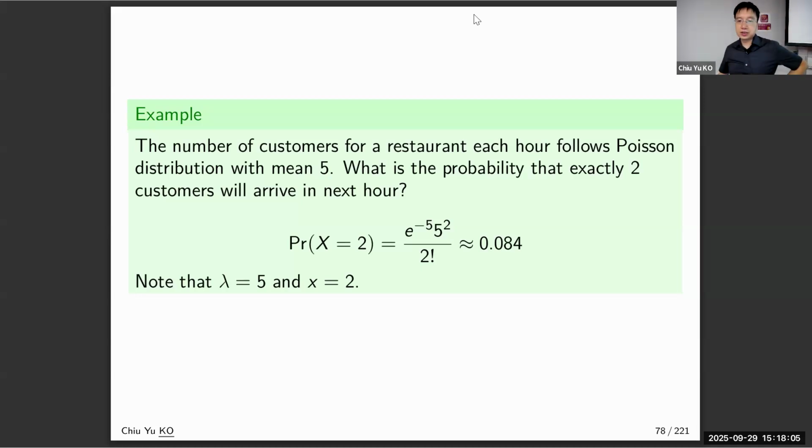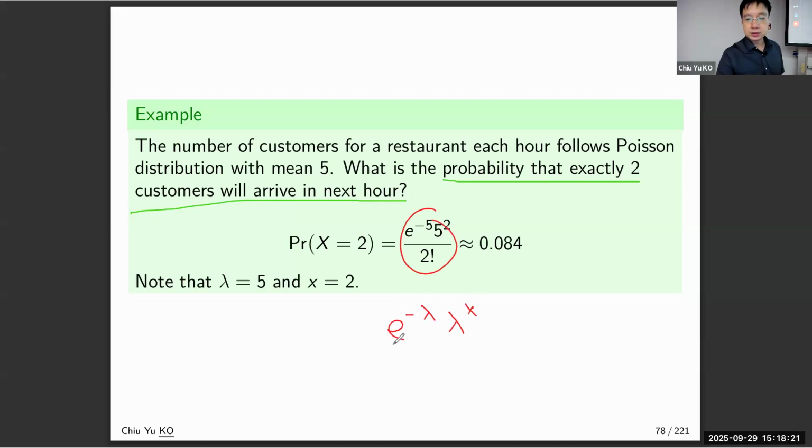Now the question is, what is the probability that exactly 2 people would arrive? There's nothing new there, because you just put a number in. It's e to the negative lambda, lambda to the x, over x factorial. So lambda is 5, x is 2. You put that in and you're done. And e in Excel is just exp: exp of negative 5, times 5 raised to the power of 2, over 2 factorial.